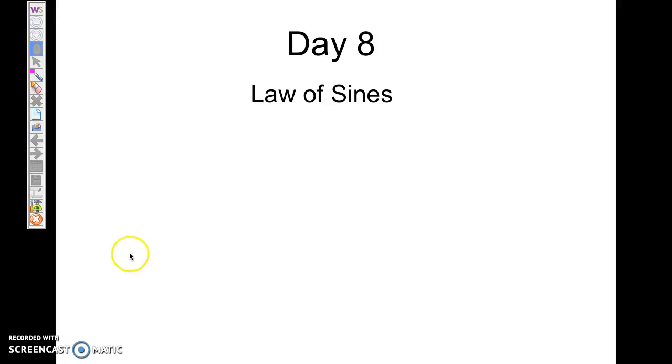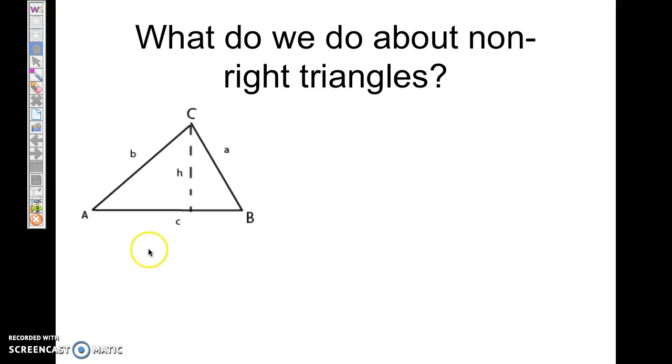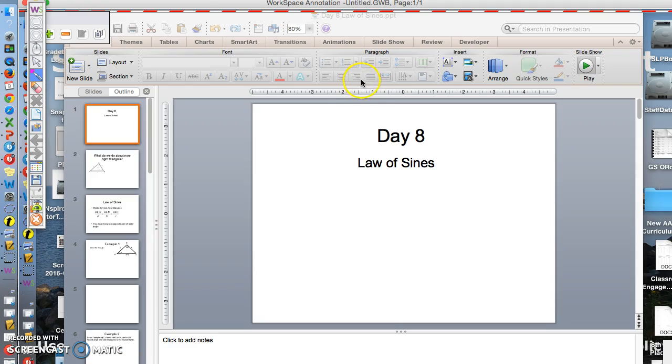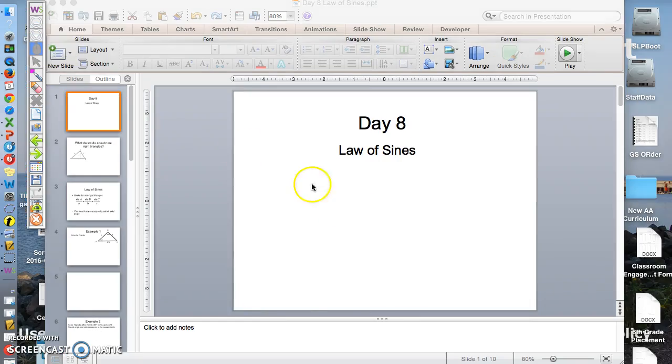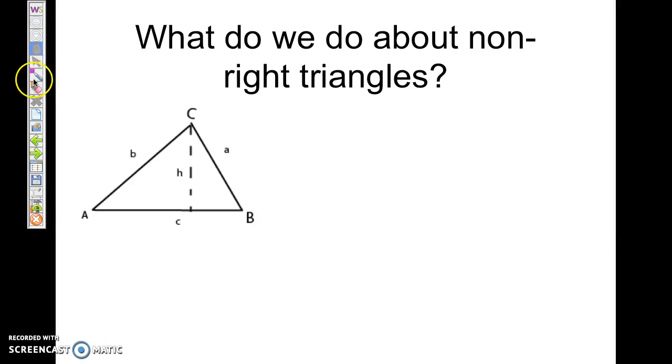Today we're going to take a look at the law of sines. The law of sines has to do with when we don't have a right triangle. Up until now, we've been doing right triangle trig with SOHCAHTOA. So today we're going to take a look at, well, what do we do if we have a non-right triangle? How can we solve that?